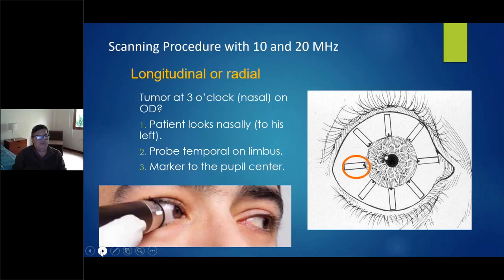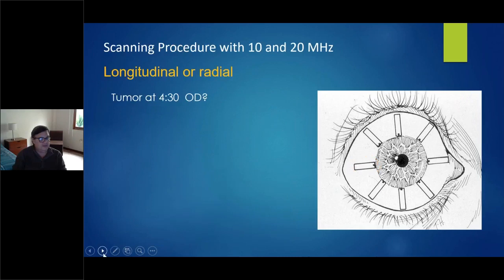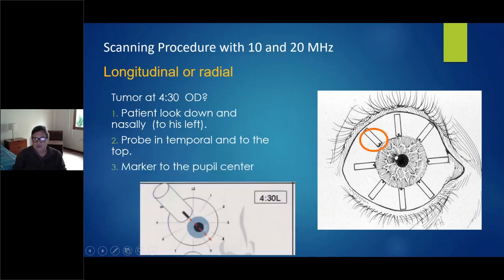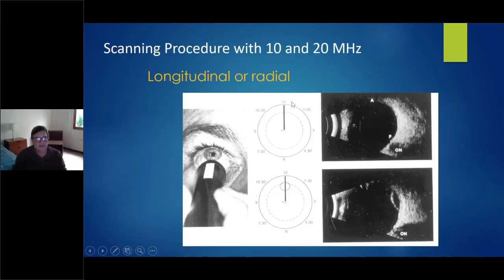Again, if the tumor is in this situation, the patient looks down and nasally, to his left. The probe is in temporal and to the top. And the marker should face the pupil center in this position if you want the tumor nasal inferior. And look again, in this case it is a longitudinal or radial scan. You don't see the sides, you see only 12.